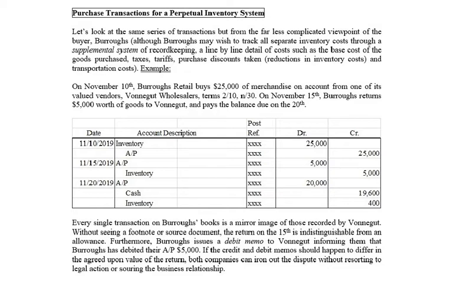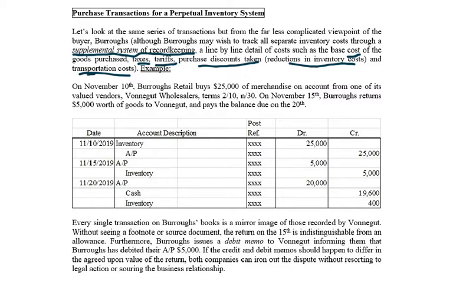Now again, this is just less information when you're the buyer, so that's why you'll notice the transactions are much simpler. Even though they're simpler, some companies like to employ what's called a supplemental system of record keeping, which just means they take these transactions and break everything down. In other words, what did they pay for the goods, your base cost? Did they pay any taxes? Were there any tariffs they had to pay? Were there any purchase discounts taken, which is just a reduction in inventory costs, as you'll see in a moment? Did they have to pay for any transportation as well, which we'll talk about in a later slide?